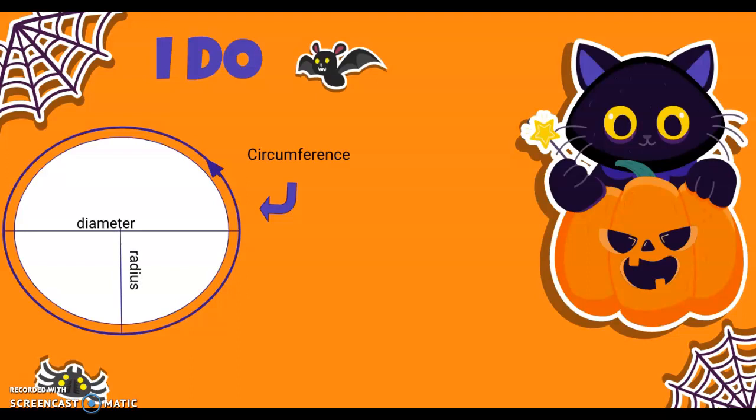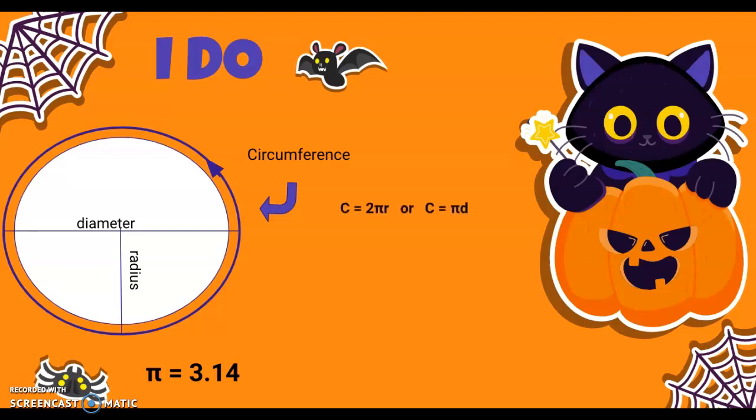Radius is any distance from a point on the circumference to the center of the circle. Radius is also half of the diameter, and diameter is twice that of the radius. Another value that we have to be familiar with is pi. Now pi is not exactly 3.14. 3.14 is just an approximation of its value.